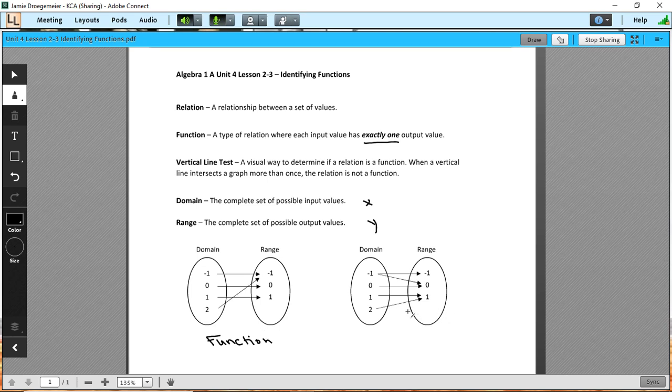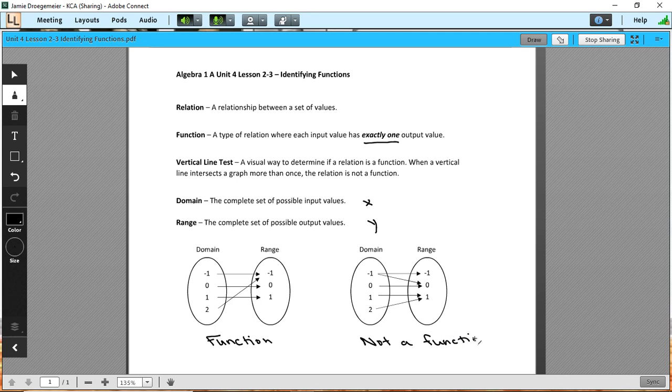In our second example here, again, we have our domain listed, our inputs. -1 has an output or a range value of -1. It also has a value of 0. 0 with 0, 1 with 1, 2 with 1. This one we would say is not a function.